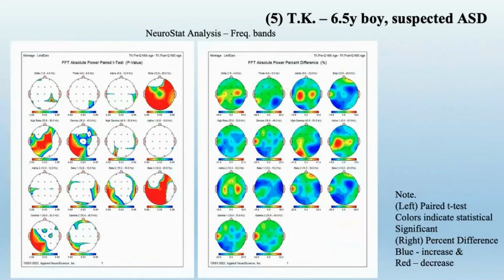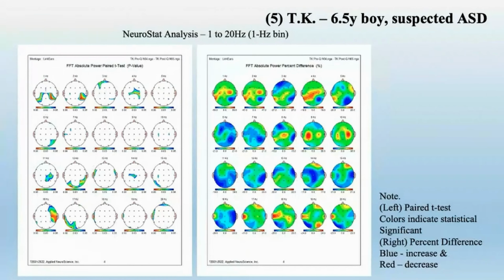For the NeuroStat analysis, you can see lots of change. Also, the beta increased, as I just mentioned, so I need to adjust the helmet protocol and the neurofeedback protocol according to the situation. This is the NeuroStat analysis in 1 Hz bands. So 11 Hz increased a lot.